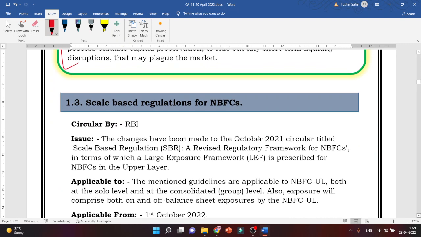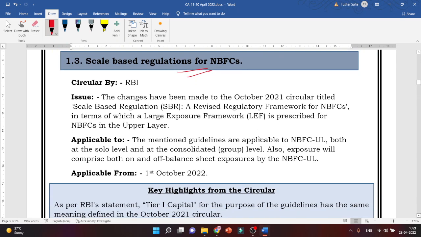Then scale-based regulation for NBFCs. Next piece of news. Now, what is scale-based regulation? Look, NBFCs are divided into multiple levels that we have seen. Now, RBI has issued some guidelines regarding the scale-based NBFCs. Now, let's see what they are. The changes were made to the October 2021 circular titled Scale-Based Regulation, SBR, a revised regulatory framework for NBFCs, in terms of which a large exposure framework is prescribed for the NBFCs in the upper layer, right?